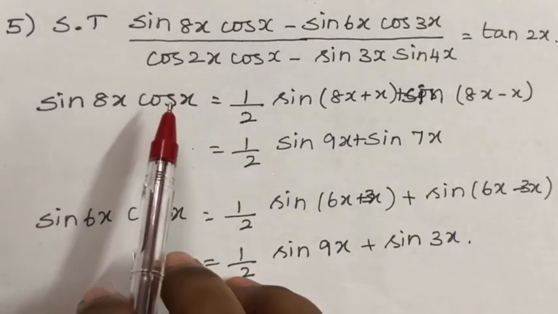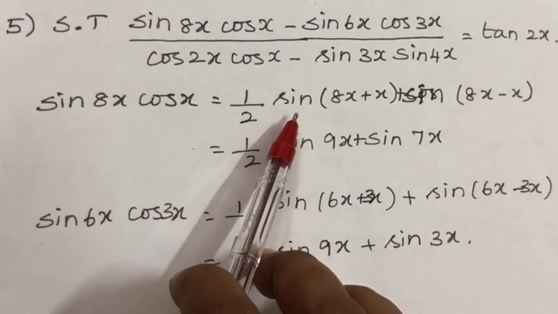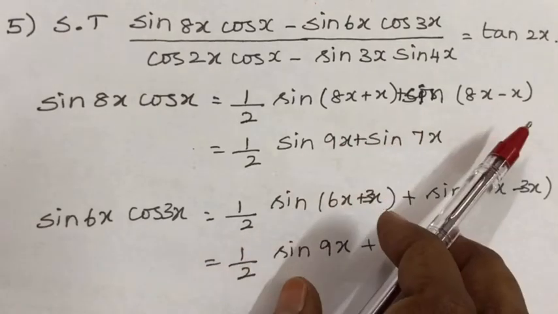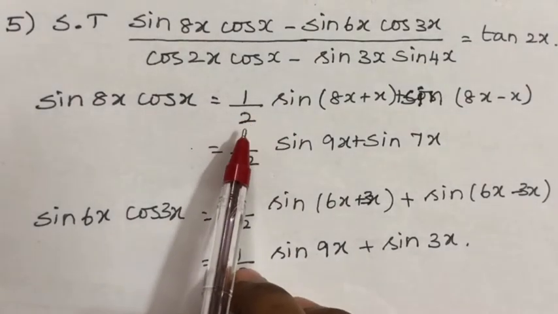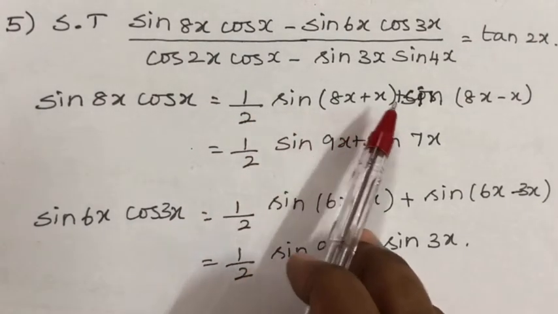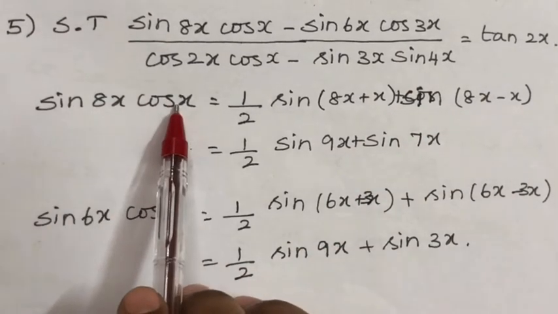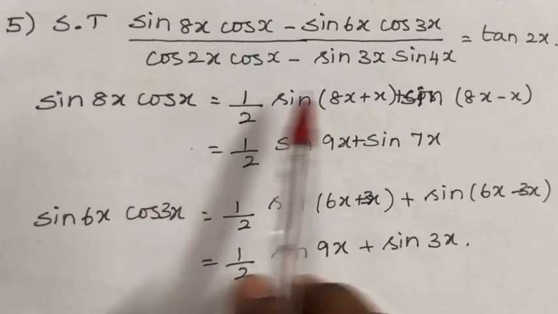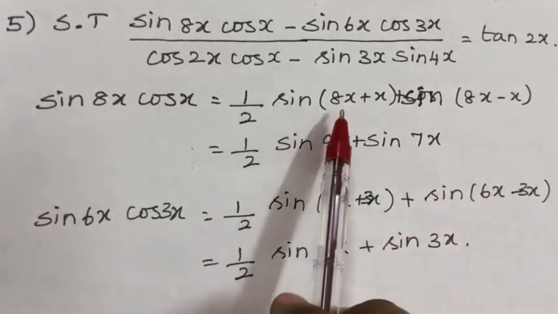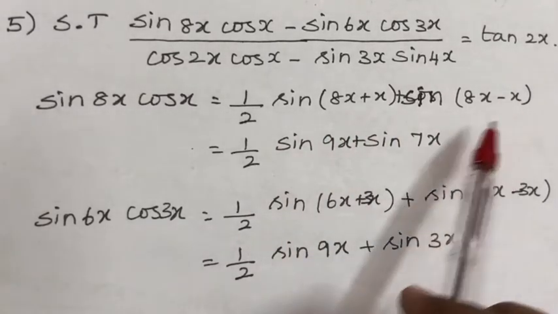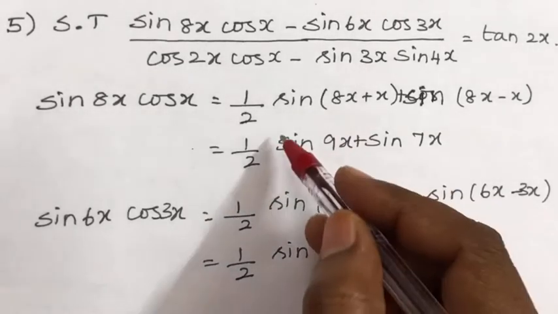So sin A cos B is equal to half into sin(A plus B) plus sin(A minus B). Our A is 8x and B is x. So half into sin(A plus B), that is 8x plus x, plus sin(8x minus x). So 8x plus x is 9x, 8x minus x is 7x. So half into sin 9x plus sin 7x.